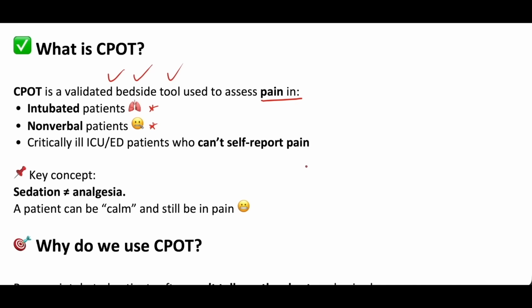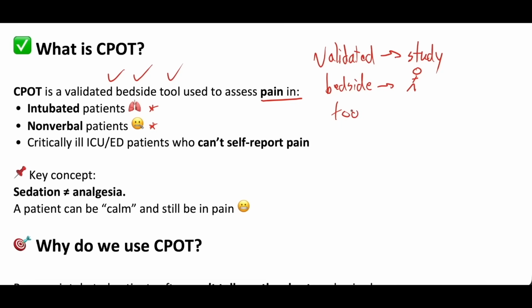We want to pause here and tease out this definition a little bit. So the first is that it's validated. This means it has been studied. This isn't just some willy-nilly thing people threw together and said, yeah, that sounds good, let's do it, right? It has been validated in the literature as an appropriate tool to assess pain in these populations. It's bedside. This is not a score that you're going to be able to do from the computer, right? You have to go see the patient, evaluate the patient.